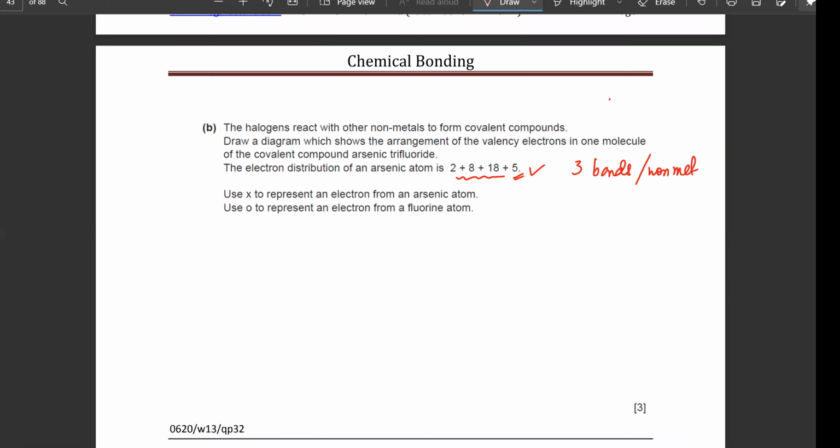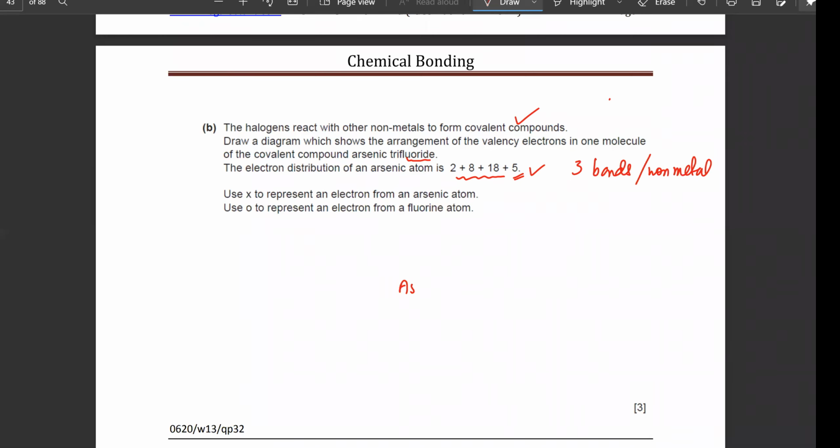Who is it bonding with? He's saying draw a diagram with fluorine. It's bonding with fluorine. He's already told us that it's going to form covalent compounds. Now fluorine makes just 1 bond. Arsenic would make 3 bonds.